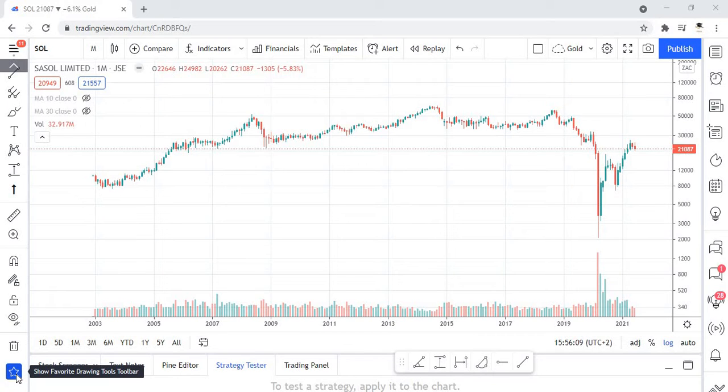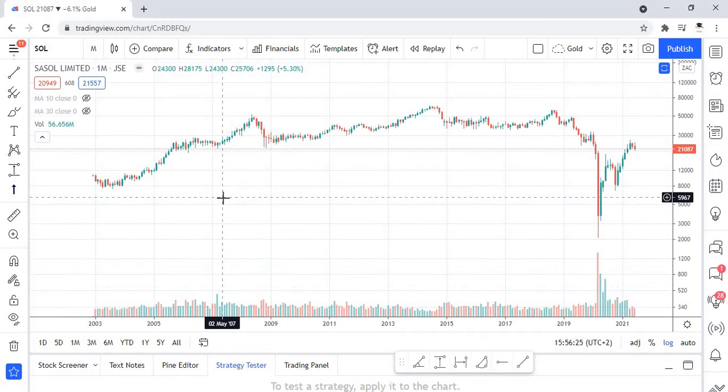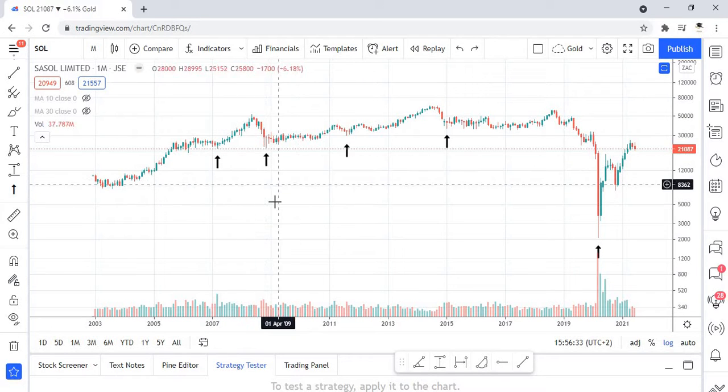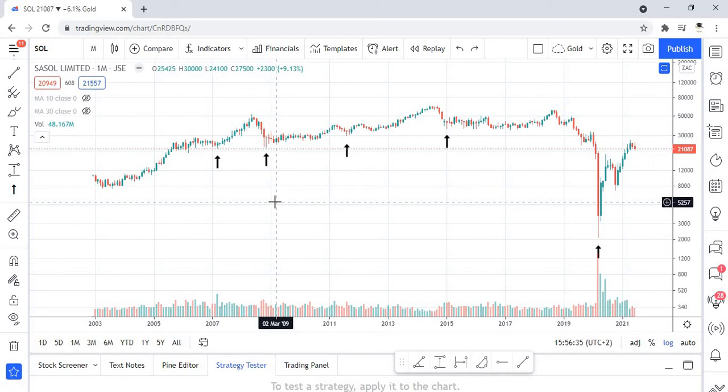Continuing with the chart of Sasso. So now I'm going to mark interesting points on the chart of Sasso. I'm going to choose to mark the low points that we have on the chart. So those are low points that I have marked. Remember, this is a monthly chart, so we're looking at a much bigger view.